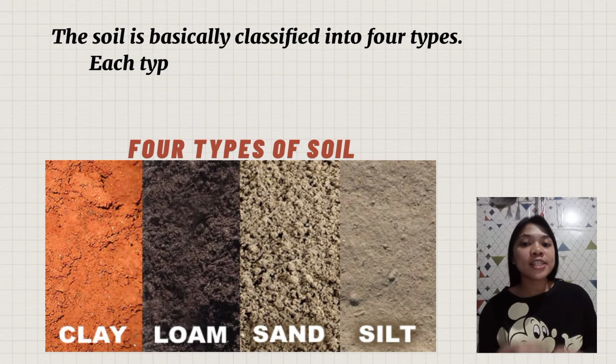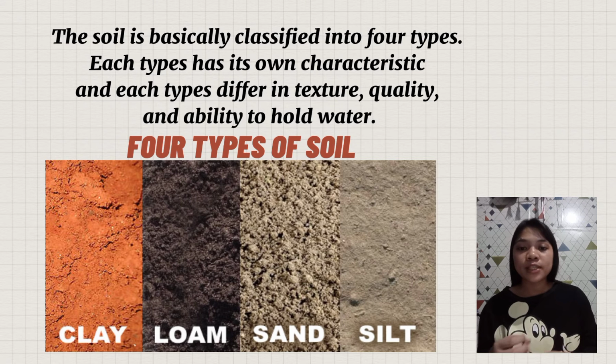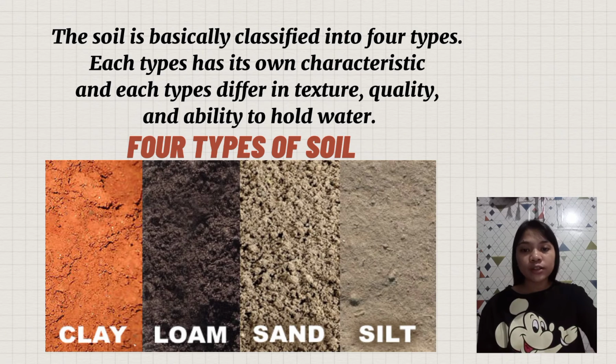The soil is basically classified into 4 types, and each type has its own characteristics, and each type differs in their quality, textures, and ability to hold water. Those 4 types of soil are namely the sand soil, clay soil, silt soil, and loamy soil.